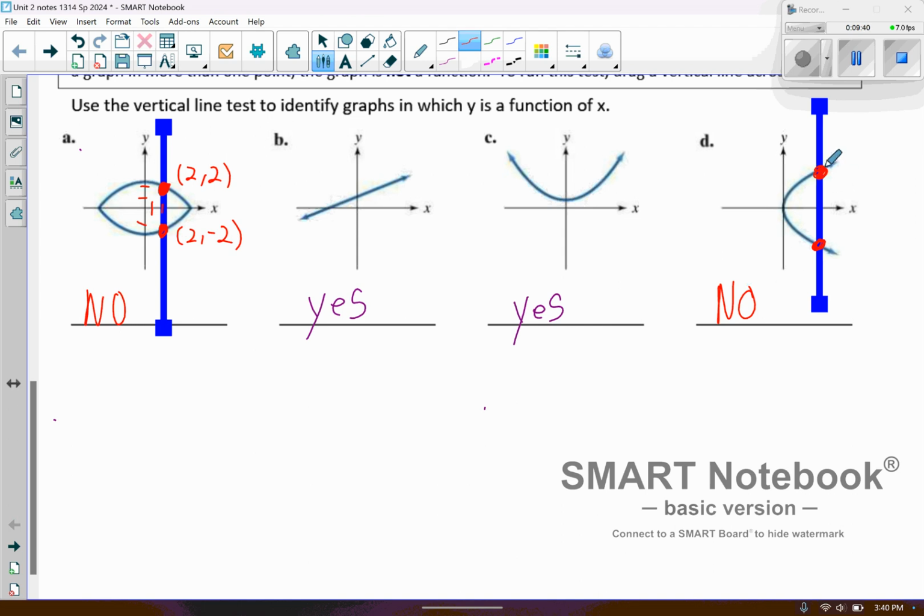Not to say that it's not a relation. There is a way to come up with an equation that represents this relationship right here. But we're going to focus only on functions in this unit.